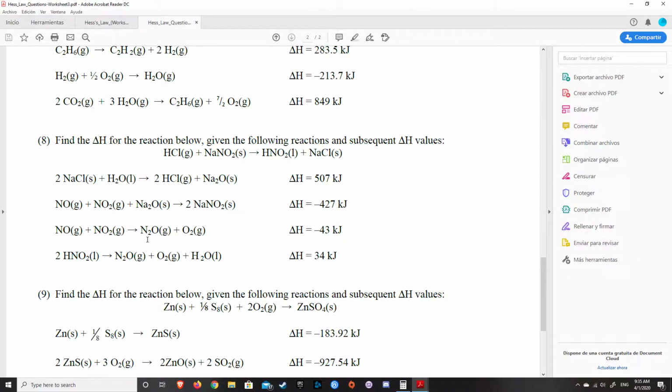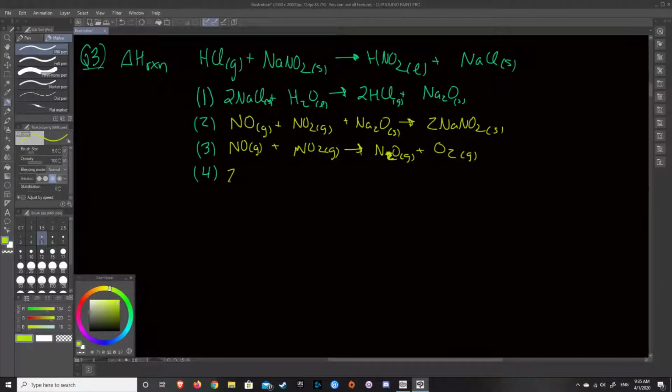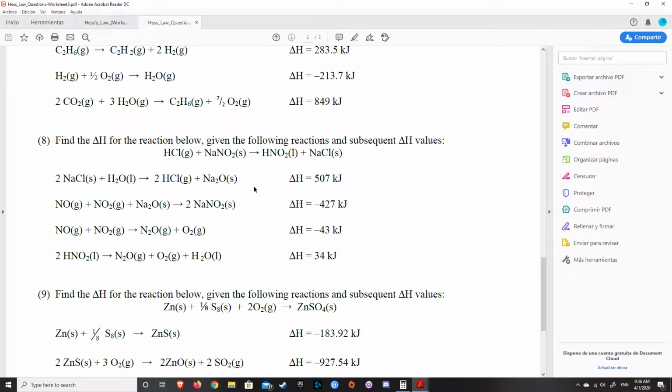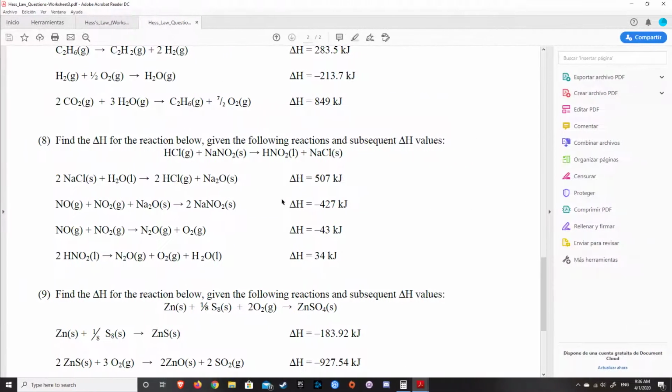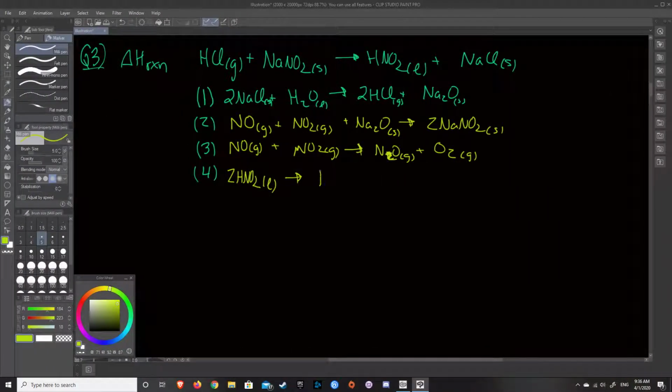And the last one, 2HNO2. Liquid reacts to form N2O gas, O2 gas, and H2O liquid plus H2O liquid. So if you want, you can pause the video here and just try to solve this by yourself.